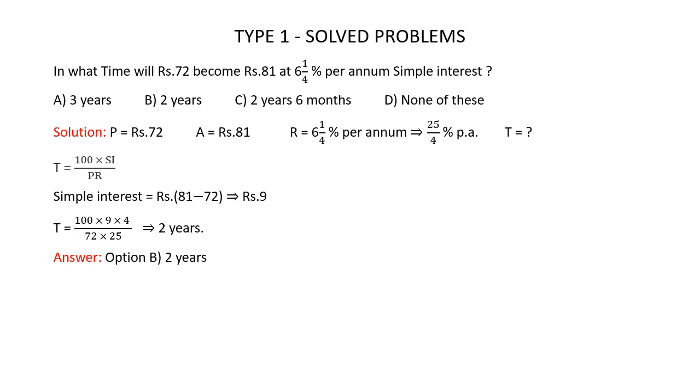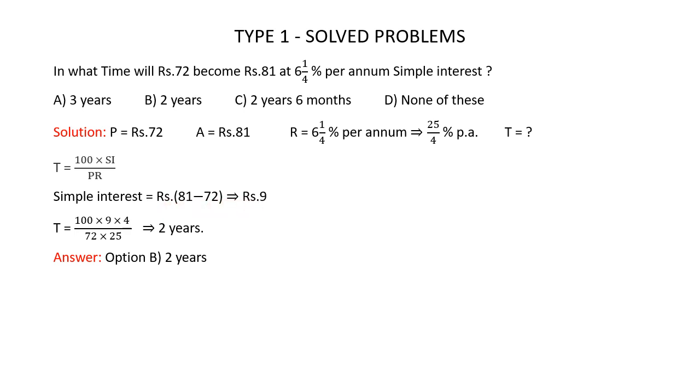Now time can be found out using the formula T is equal to 100 multiplied by SI divided by PR. Now we know that P is rupees 72 and rate of interest is 25/4% per annum. But we do not know what is the simple interest here. But it is given that amount is rupees 81 and principal is rupees 72. Now we know that simple interest is equal to amount minus principal. So simple interest is equal to rupees 81 minus 72, which is rupees 9.